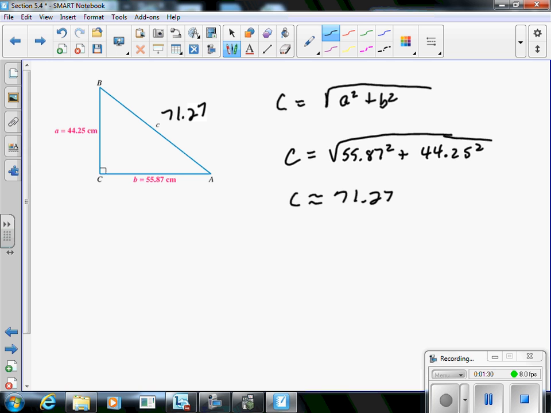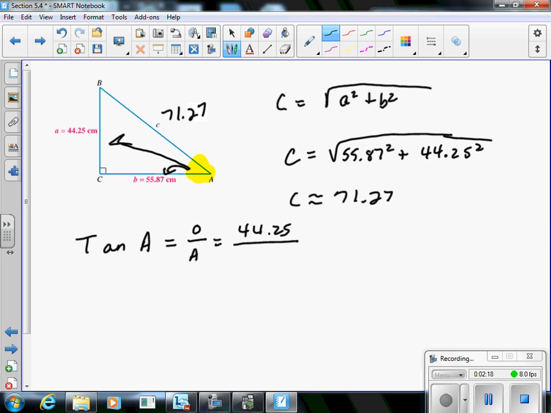Well, that's great, and I have 3 sides, but I don't have any of the angle measures. Let's use angle A. Using angle A, I know that the tangent of A must equal the side opposite over the adjacent. I'm using that specifically because I was definitely given side a and side b, and I haven't done any mathematics, trig, or Pythagorean theorem that could introduce an error. So the tangent of angle A would equal 44.25 divided by 55.87.